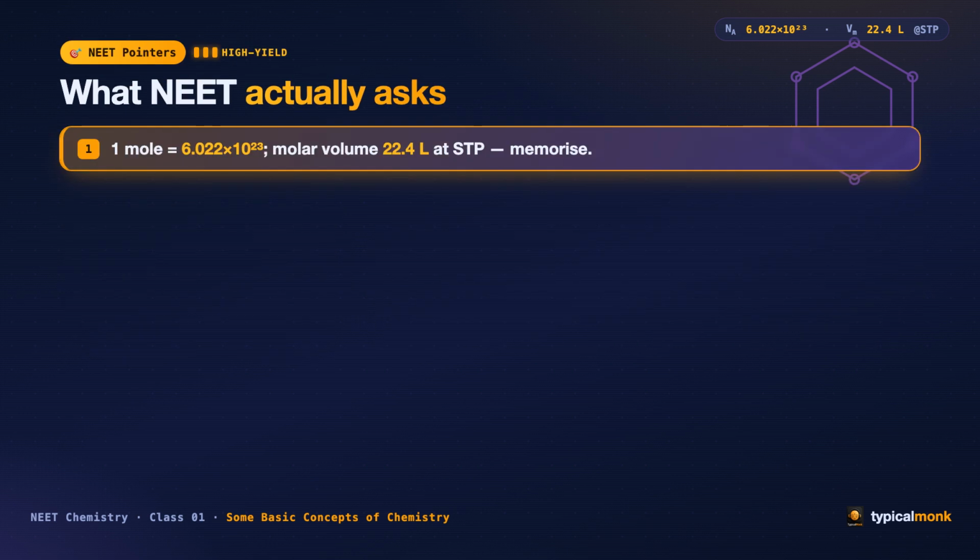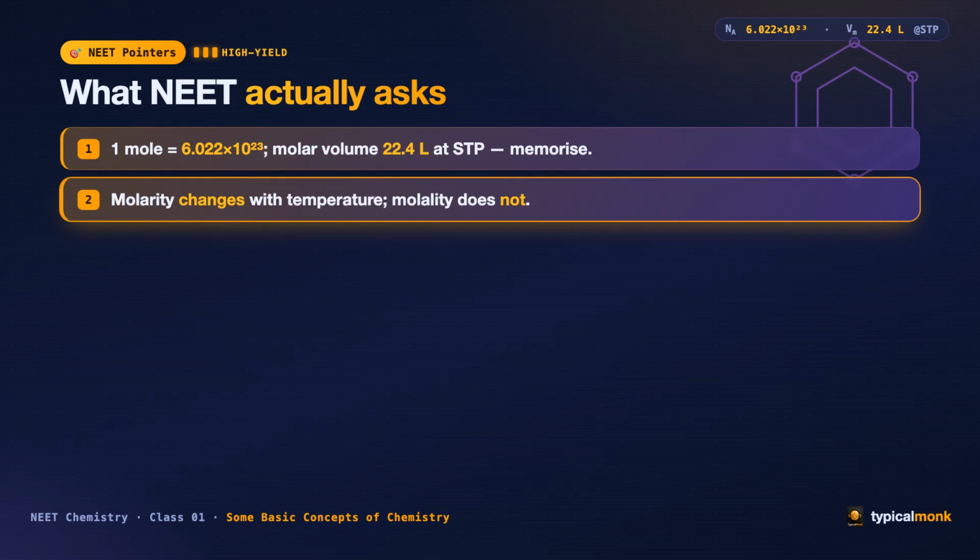Now set up straight. These 5 lines are what NEET actually asks year after year. 1. A mole is 6.022 into 10 to the power 23 particles, and the molar volume of a gas is 22.4 liters at standard temperature and pressure. Memorize both. They should come to you faster than your own name. 2. Molarity changes with temperature. Molality does not. This exact pair is a favorite assertion and reason question. You will meet it on the very next slide.